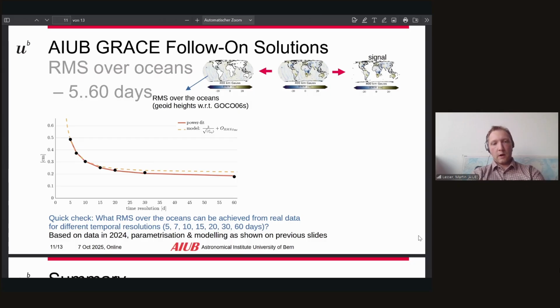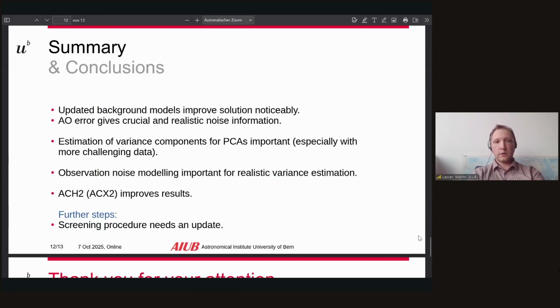And our 30-day resolution is definitely not the last stop. So we can definitely go lower in the future when one has time. So that's it. Just a summary.